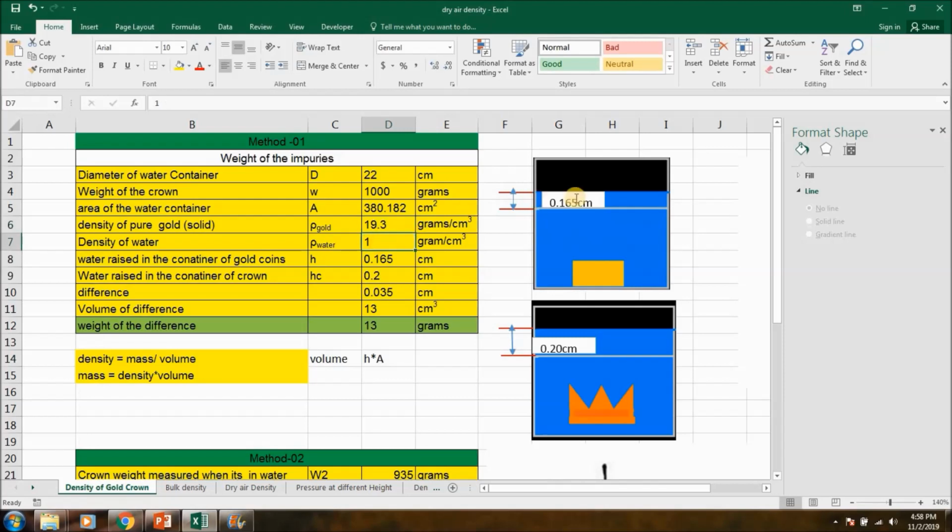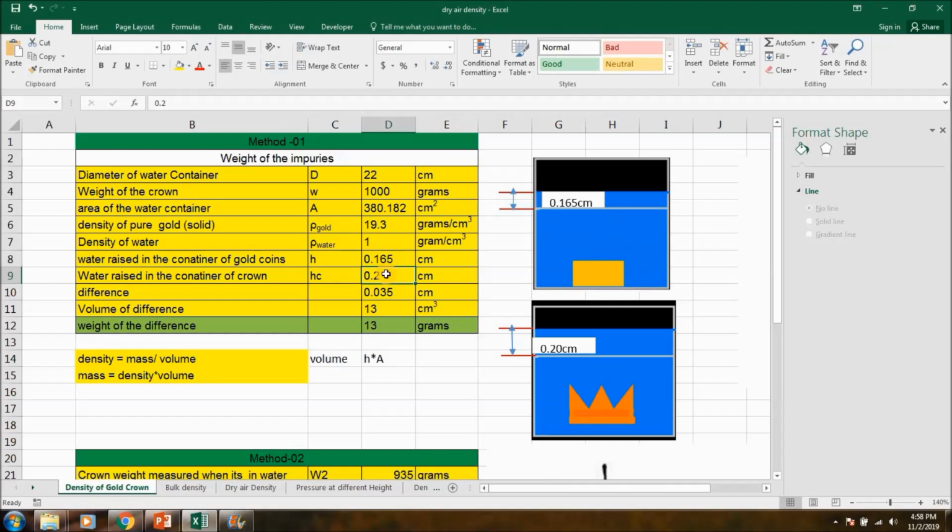So what Archimedes did: he put one gold block or the gold coins in the container. The water will rise 0.165 centimeter for the pure gold or the gold coins. This much is the rise of the water. Now he removed the gold coins or the gold block, and he put in the crown. When he put in the crown, it rose 0.2 centimeter. So the water rise in the container for the crown is 0.2 centimeter.